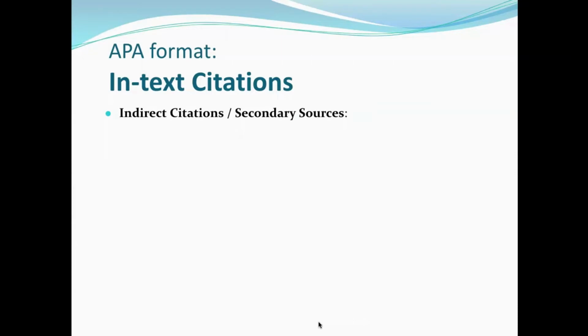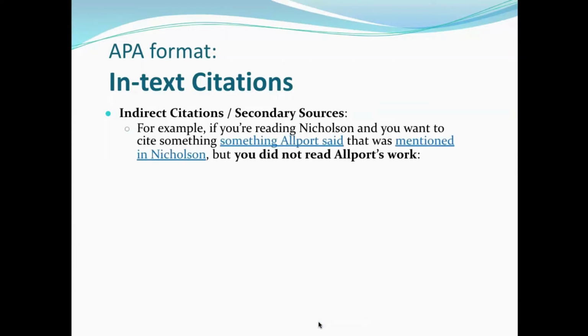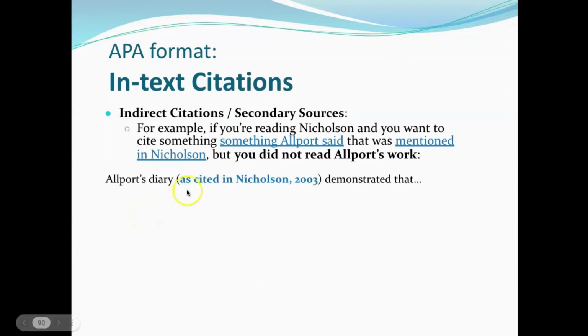So next I'm going to talk about indirect citations, and these can be pretty tricky. For example, if you're reading a book by Nicholson and Nicholson talks about something Allport says, but you didn't actually go read the book by Allport, but you want to cite Allport's words or ideas, you can do that by using something called "as cited in," an indirect citation. But just make sure to take it slow and do it one step at a time, where the first thing you want to make sure is that you're writing a really clear signal phrase that shows whose words or ideas it actually is.